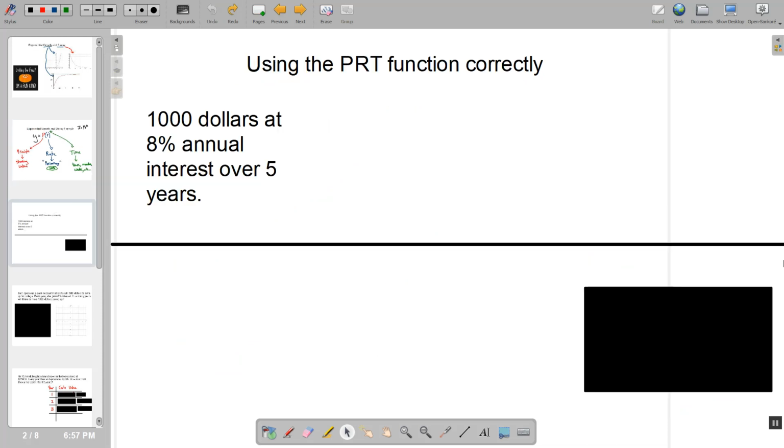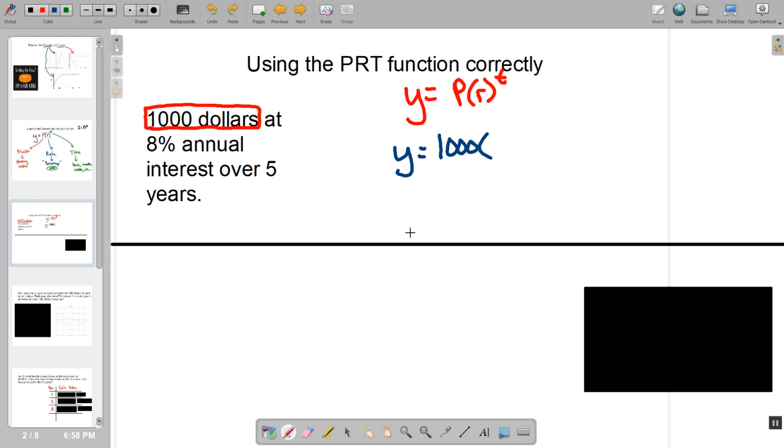So to use the PRT function correctly, let's do a couple small examples to build a function. So we want obviously to have y equals P times r raised to the t. $1,000 is what we start with, so that would be our principal. That would stand in for our P. So I would go 1,000 times something. Now our 8% annual interest, annual means per year, that would be our interest rate.